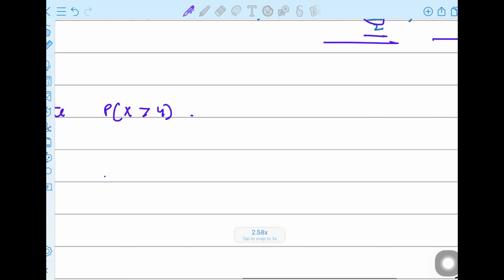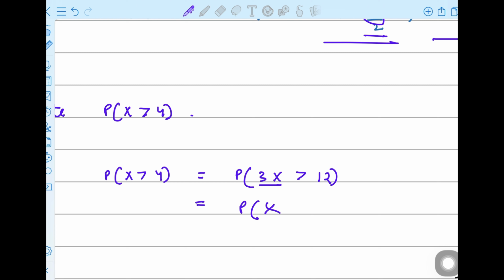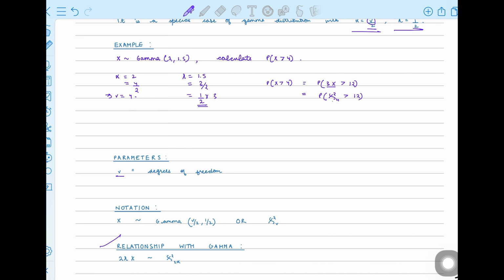So, to calculate the probability of x greater than 4, we multiply this function by 3. Then, we substitute the 3x. Let's understand how this happened. After we multiplied the probability function by 3, which is essential since there is an additional 3 here, we proceed to take into account this relationship which we had studied earlier.